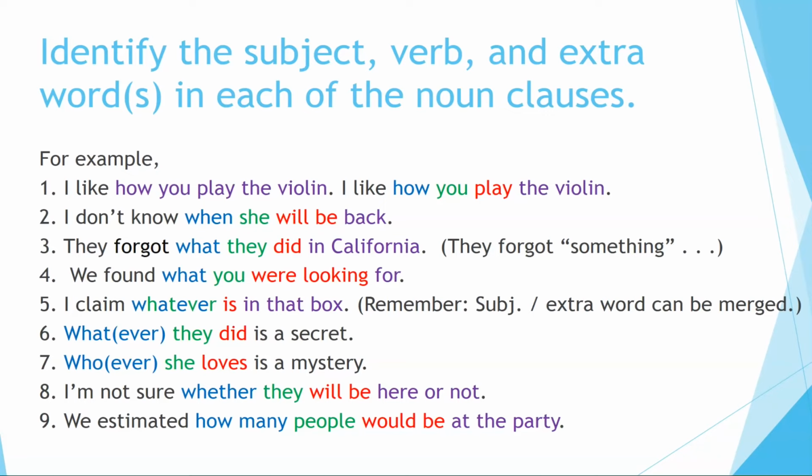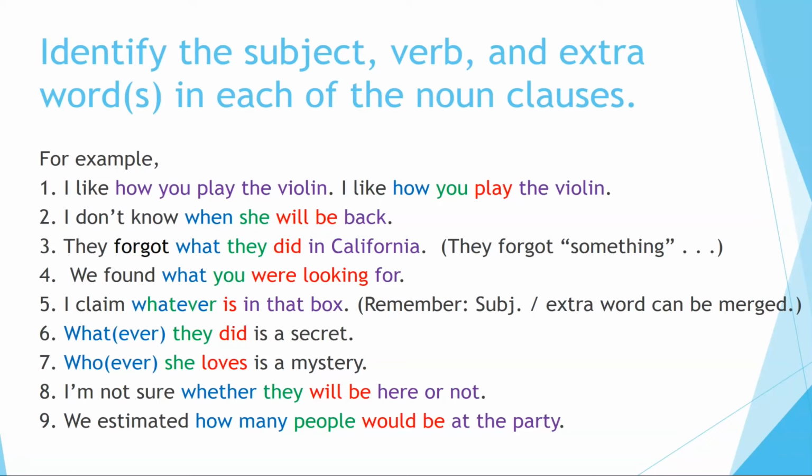I claim whatever is in that box. In this case, the subject and the extra word are merged together in the word whatever. The verb is, and in that box is a prepositional phrase that completes the noun clause. What or whatever they did is a secret. This comes at the beginning of the sentence. The extra word is what or whatever. The subject is they, did is the verb. Whoever or who is the extra word in this case. She is the subject, loves is the verb.